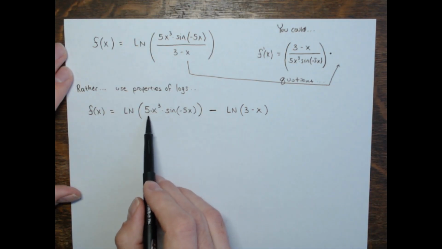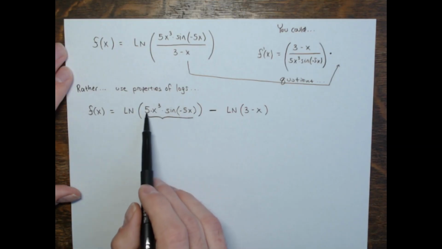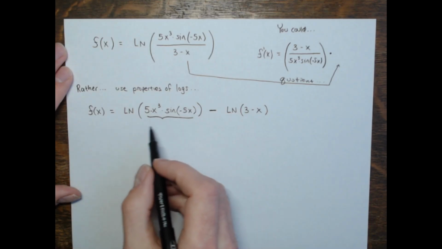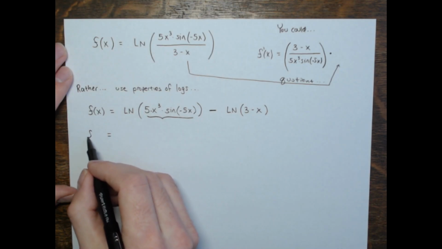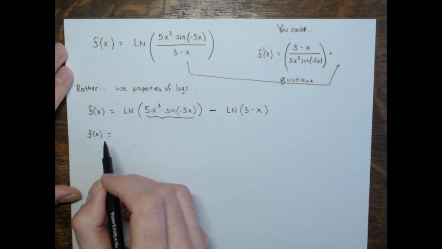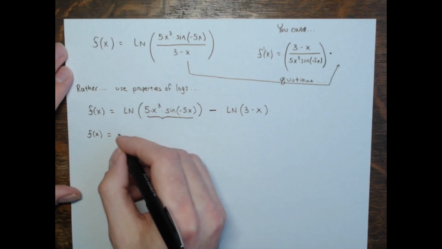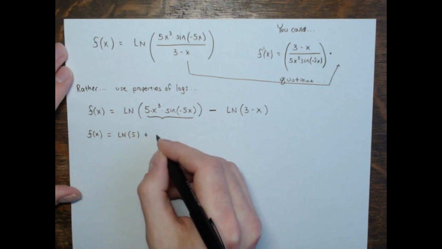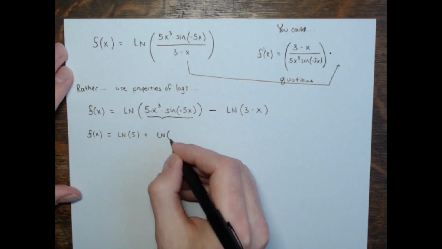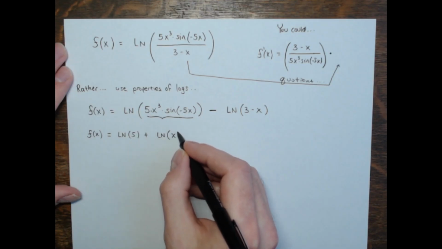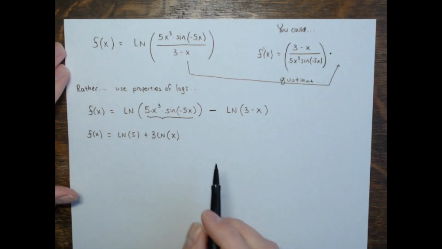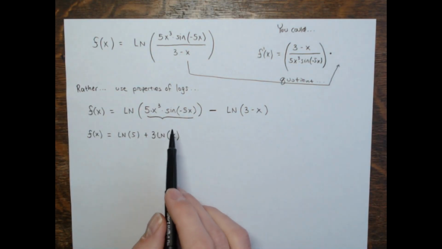And then inside this first log, I've got a product of 3 things. I got 5 as one factor, then x cubed, then sine of negative 5x. So I can use the product property for logarithms, okay? So this is still f. I have not taken the derivative yet. And split this up. This is the natural log of 5 plus the natural log of x cubed, but there's where I can use the power property and pull that 3 out front. Guess I'm just kind of skipping a line here.